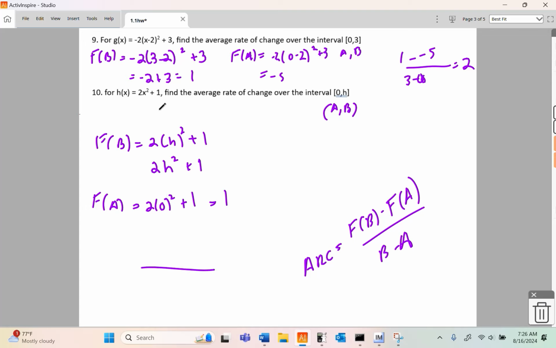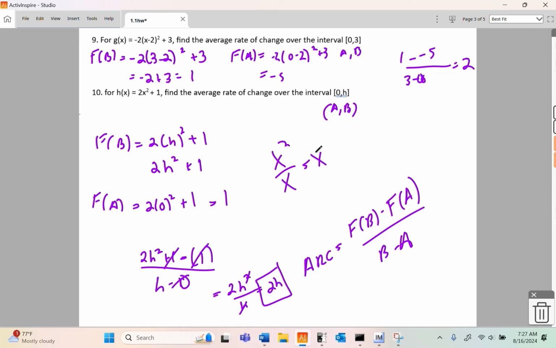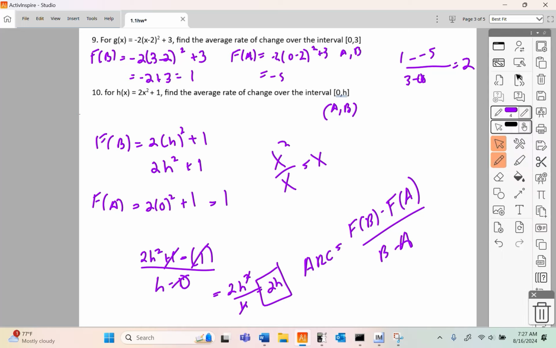And then I use my nice little formula here. f of b, which ended up being 2h squared plus 1, take away f of a, which ended up being 1, and it's over b minus a, which is h minus 0. The 1's cancel. That should be take away 0. And that's gone too. h take away 0 is just h. And I get 2h squared over h, and I do a cancellation process. I just get 2h. Remember thinking back in algebra 1, x squared over x was just x? You can't tell me you didn't do that, because you did. Same idea here. And up next is going to be the ACT stuff.